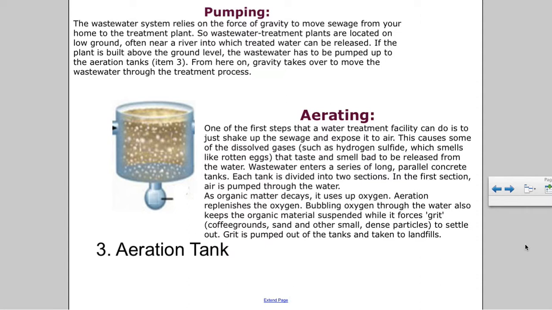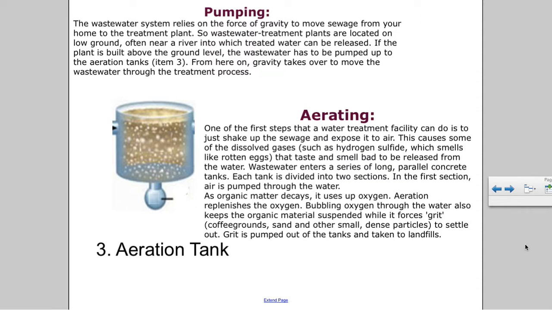Then there's the aerating process. One of the first steps that a water treatment facility can do is to just shake up the sewage and expose it to air. This causes some of the dissolved gases, such as hydrogen sulfide, which smells like rotten eggs, and also tastes and smells bad if it's released into the water. Wastewater enters a series of long parallel concrete tanks, like they showed you in the video. Each tank is then divided into 2 sections. In the first section, the air is pumped through the water.